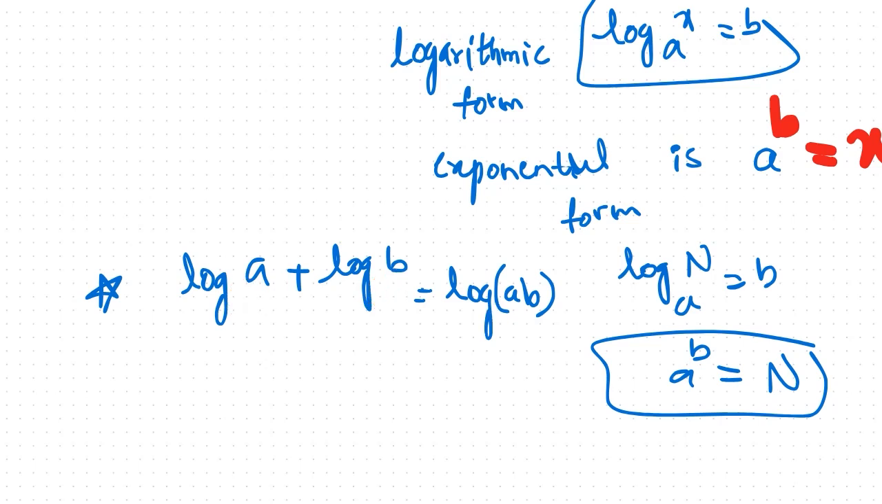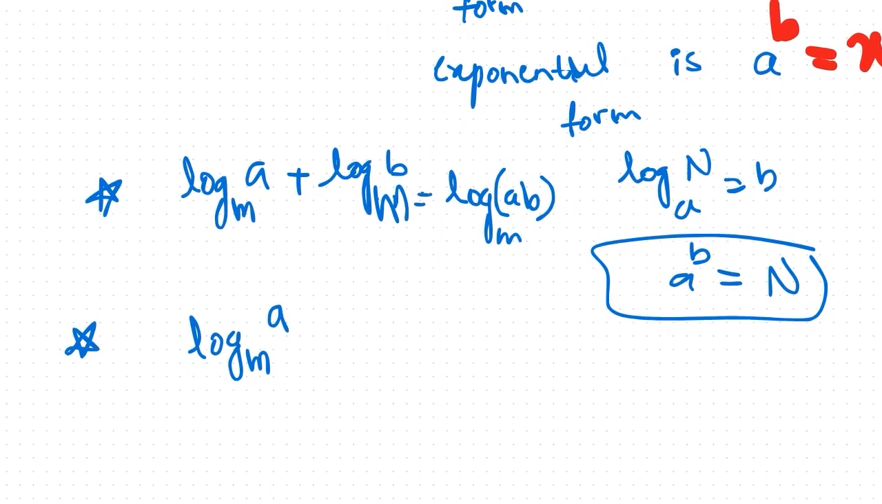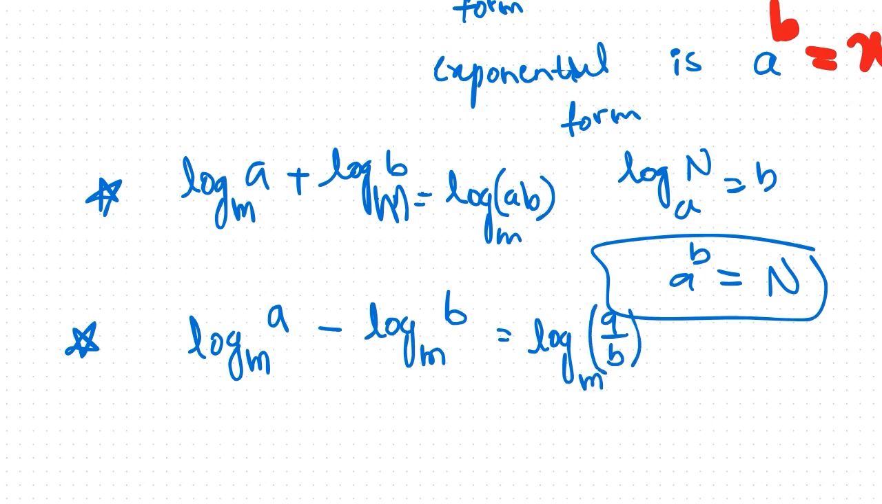So can I write it like this? Log a of base m minus log b of base m equals log of a over b of base m. It's not log a of m; we pronounce it as a base m. So log a base m minus log b base m equals log a over b, base m.